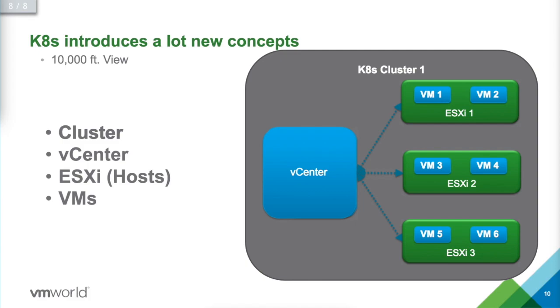Translated to this slide, imagine that VM1, VM3, and VM5, so the VMs on the left side, are the master nodes, and the other remaining VMs are the worker nodes. So pods will then be running inside VM2, VM4, and VM6, which are on the right side.